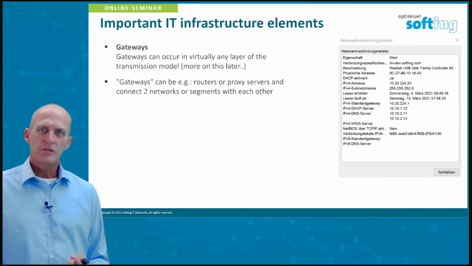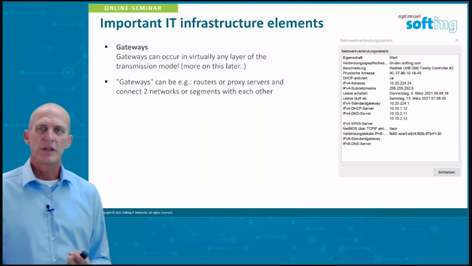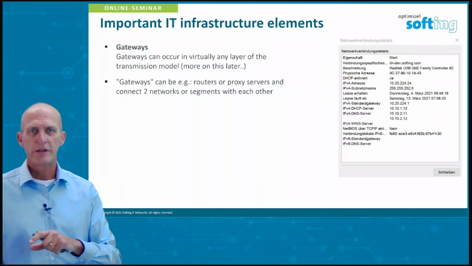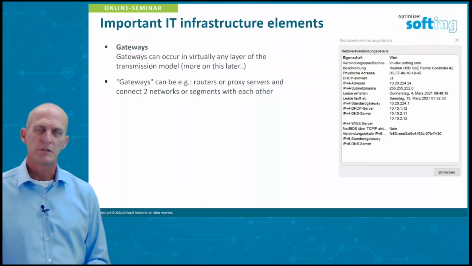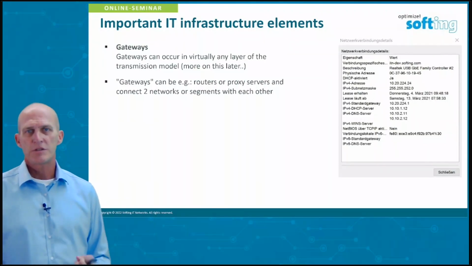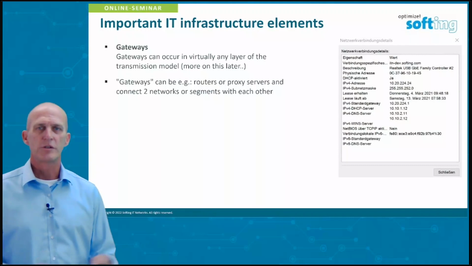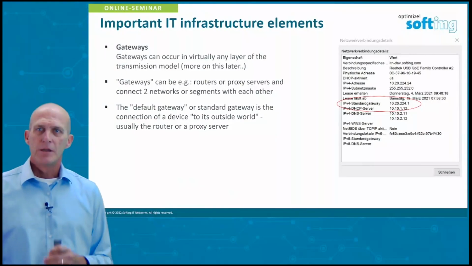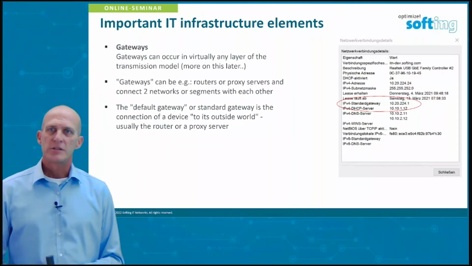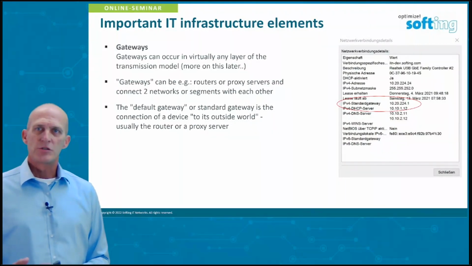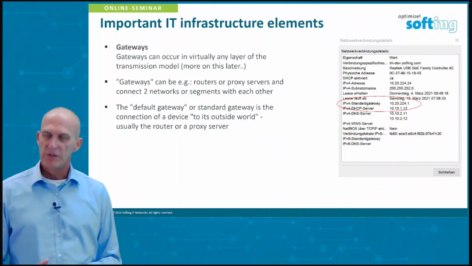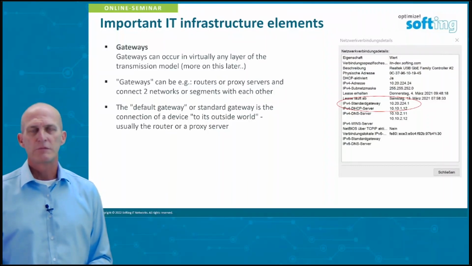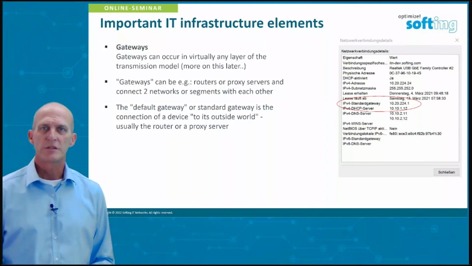A gateway can be a router or a proxy server that can connect two networks to each other. In this case, in a normal case, basically, your local area network to the internet. Or in larger networks, gateways can also connect parts of networks together in a local area network. The default gateway or standard gateway typically is the connection to the outside world. Usually that's your router or proxy server. In a home network, that's the small router box you use at home, basically.